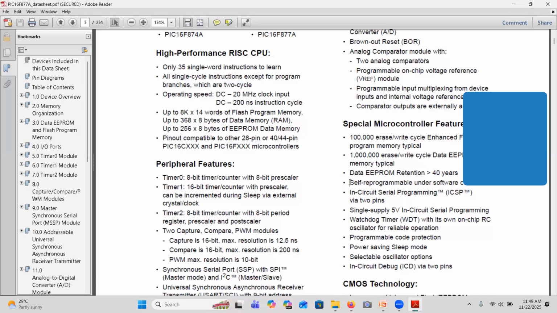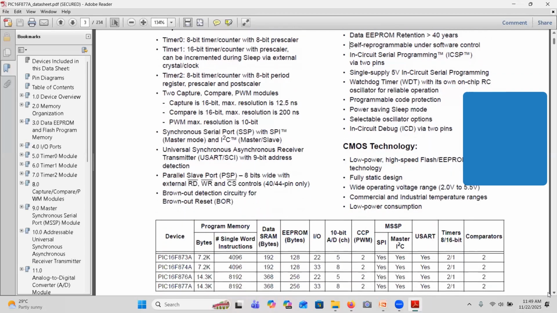Then selectable oscillator option. You have multiple options to choose the oscillator, which means you can operate the microcontroller at different operating frequencies. And then ICD, in-circuit debugging. This is for debugging purposes. It needs special hardware. You cannot simply do ICD without any special hardware.